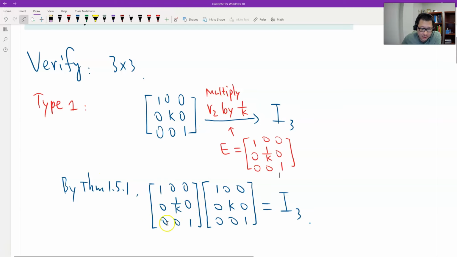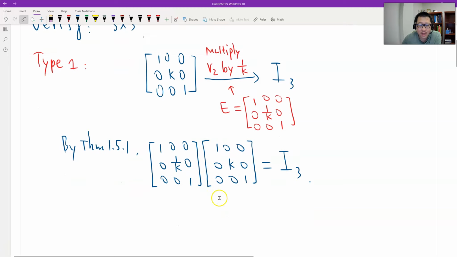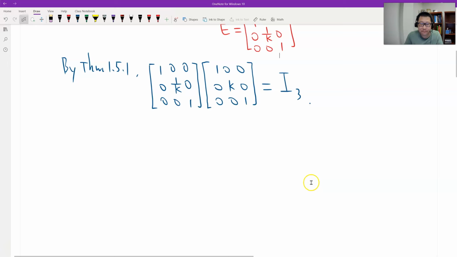This row operation we change to matrix multiplication. The previous theorem 1.5.1 says this. So from here I get a result. What kind of result? This matrix is the inverse of this matrix. Therefore we find that the inverse of the first type of elementary matrix is just getting the inverse of k, flipping the k. Let me write down the result.